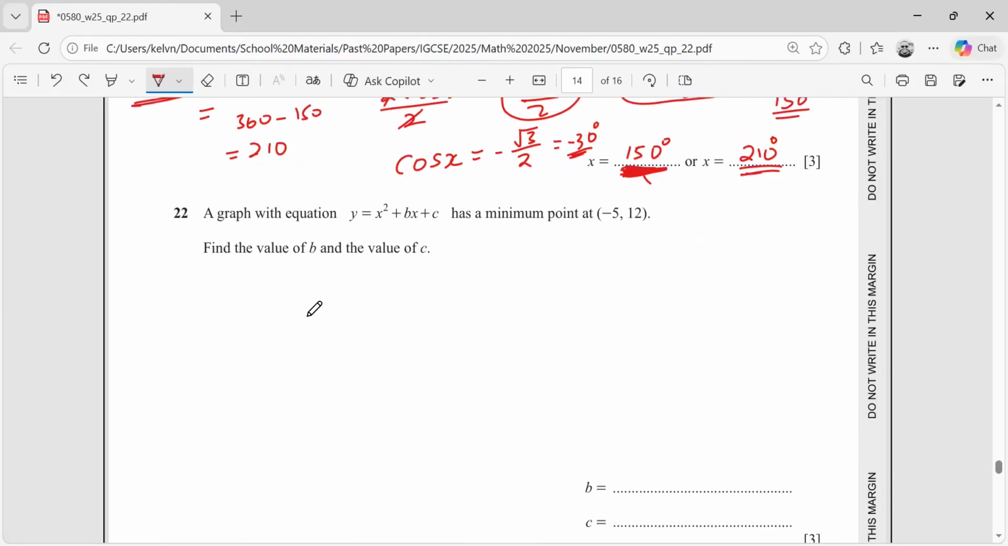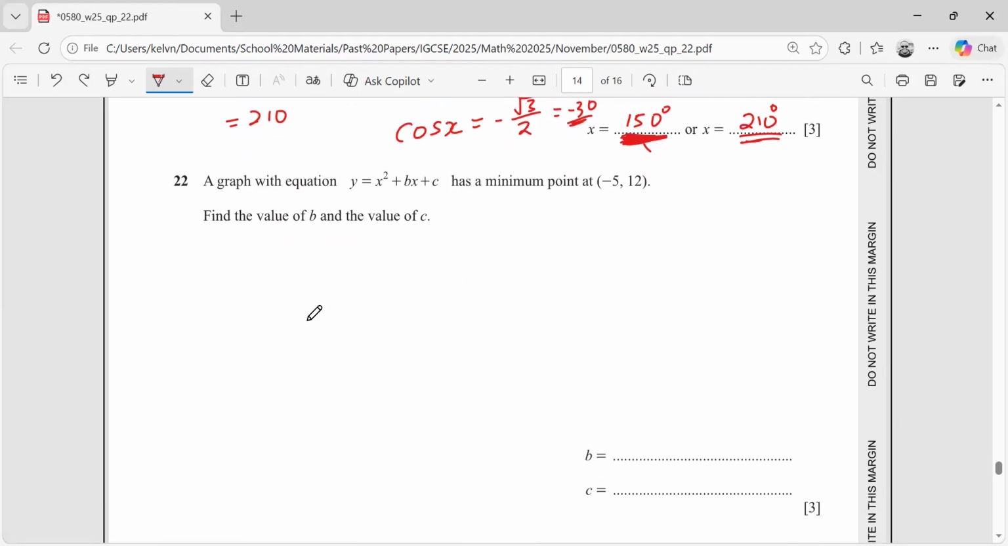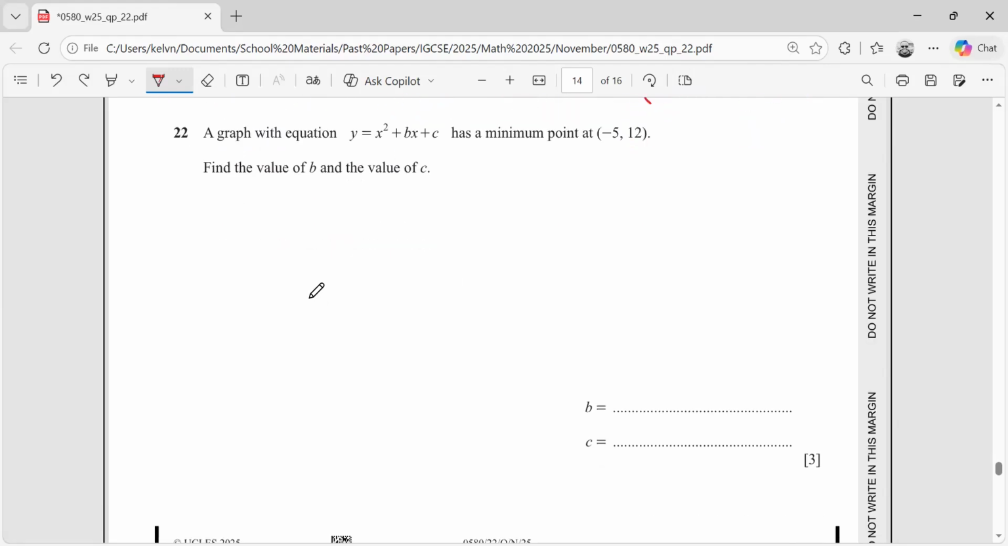Okay, so let's go to number 22. In number 22, we are told a graph with the equation y equals x squared plus bx plus c has a minimum point at (negative 5, 12). So find the value of b and the value of c.